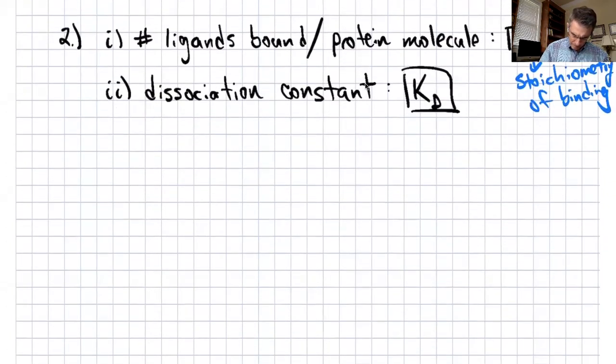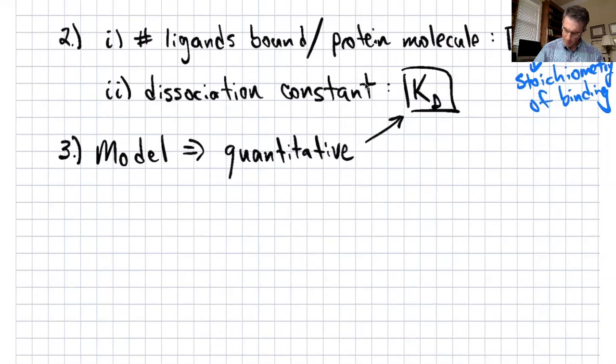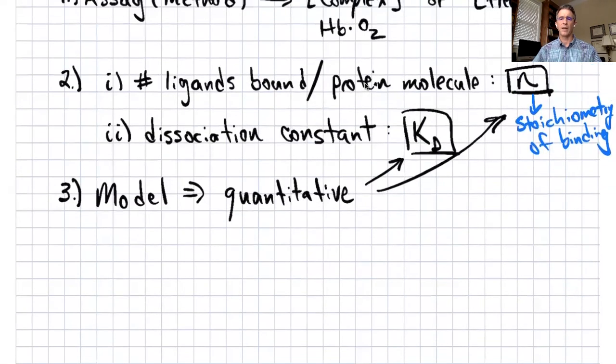The third thing we need in order to describe ligand binding is a model, right? We have to have a model for the binding. And specifically, as I started out this course by describing, we want a model that is quantitative, not just descriptive. The reason we want a quantitative model is we want to be able to measure the value of those parameters, the stoichiometry and the dissociation constant. All right. Okay, so what would this look like?